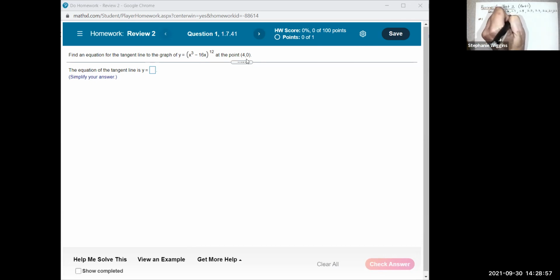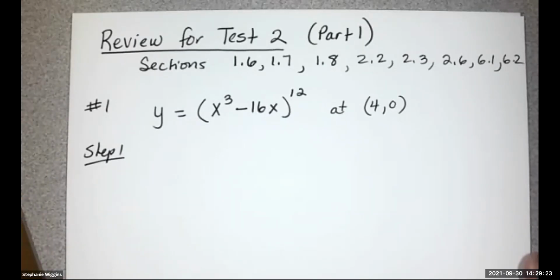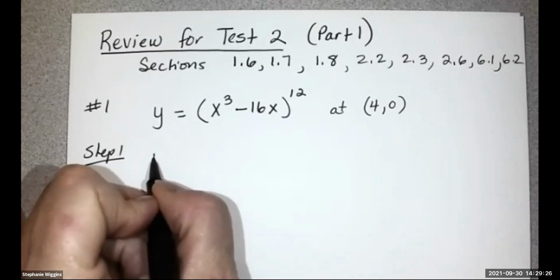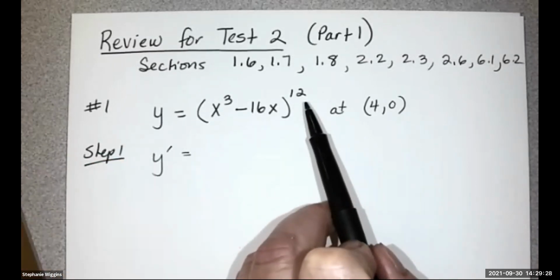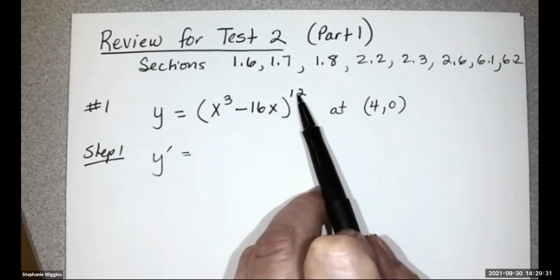When you do these problems, and there will be a problem asking you to find the equation for a tangent line in some form or another on the test, the first step is to calculate the derivative, because that gives us the slope of the tangent. So we have here y prime. I'm going to use the power rule because this power here is a constant.